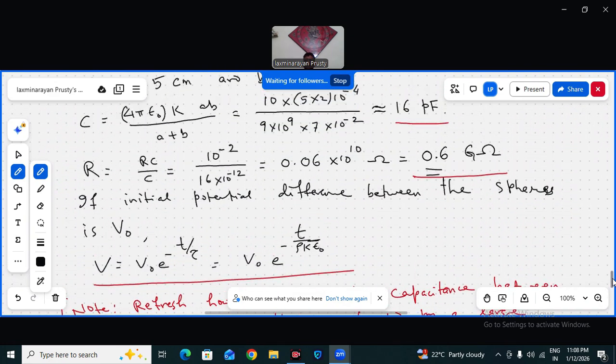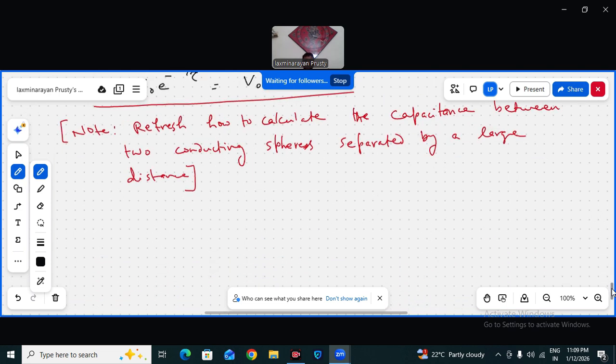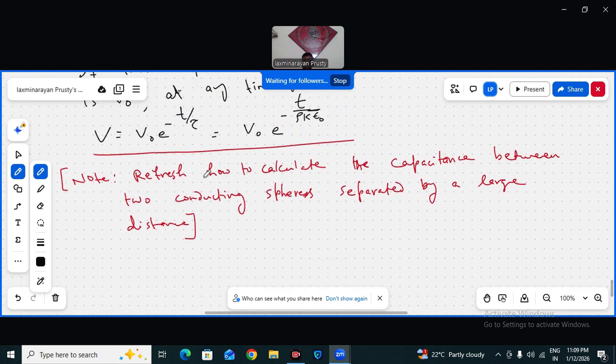In the notes, a question was asked once in JEE Advanced, with a different geometry. So if the initial potential between the spheres is V naught, then V at any time t is V naught e to the power minus t by tau. You can always write this. You must be knowing the basics of RC circuit. I have written this as a refresh note, so refresh it. It is for calculation of capacitance between two conducting spheres separated by large distance.